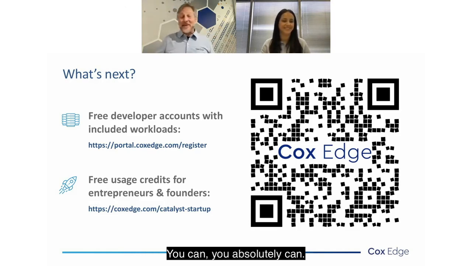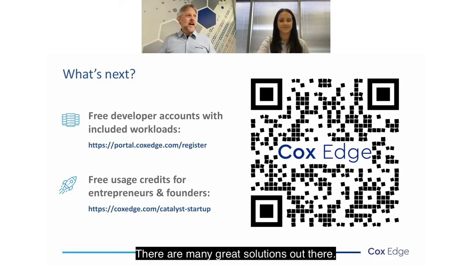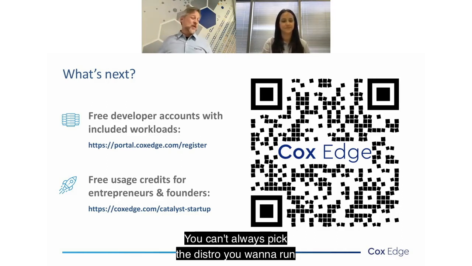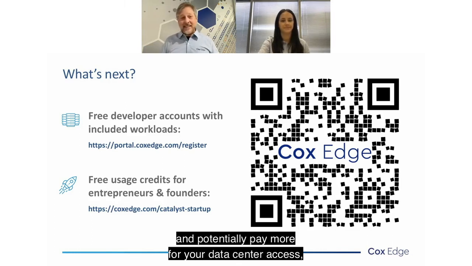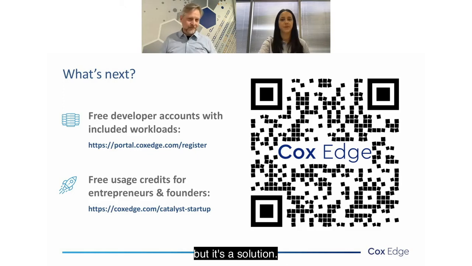That's a good question. I mean, you absolutely can. EKS is a great solution. There are many great solutions out there. You just have to look. You can't always pick the distro you want to run, and you may have all your control planes in one availability zone and potentially pay more for your data center access. But it's a solution.